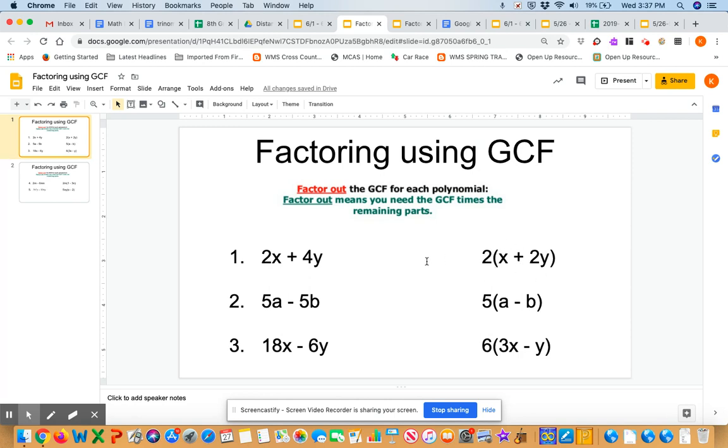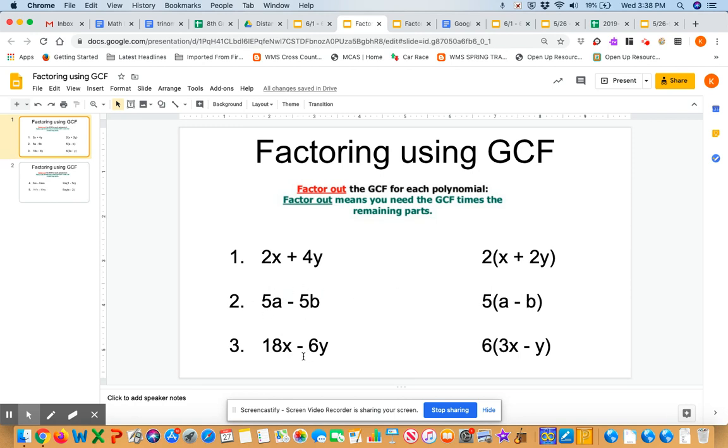So over here on the right-hand side, when you factor it out, this is what you would be writing. For instance, in the second one, we have a common factor of 5 in both of these. So I'm going to factor out a 5. I take a 5 out of each of the terms, and I'm left with a minus b inside. You have to write both the 5 and the a minus b. These are the two factors of this polynomial.